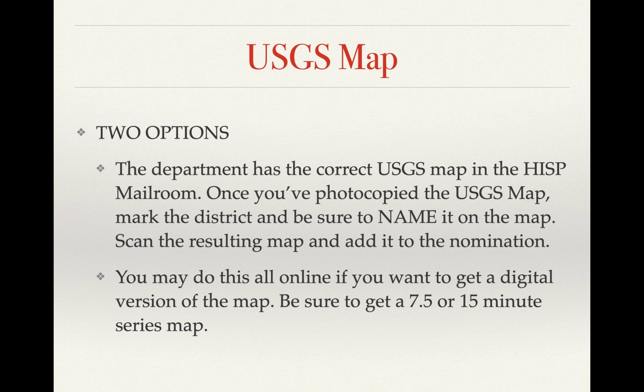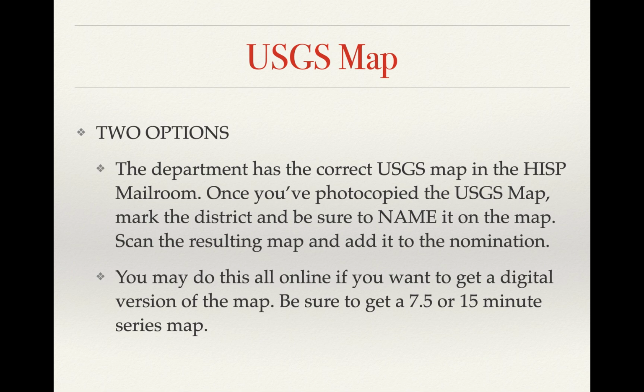You have 2 options with how to deal with the USGS map. The USGS map is there to give the nomination context of where the district is. The USGS maps are at a pretty large scale, so that means that your district is going to be a tiny little space, the size of your pinky nail probably, on the map. But still you have to mark it down for the nomination.